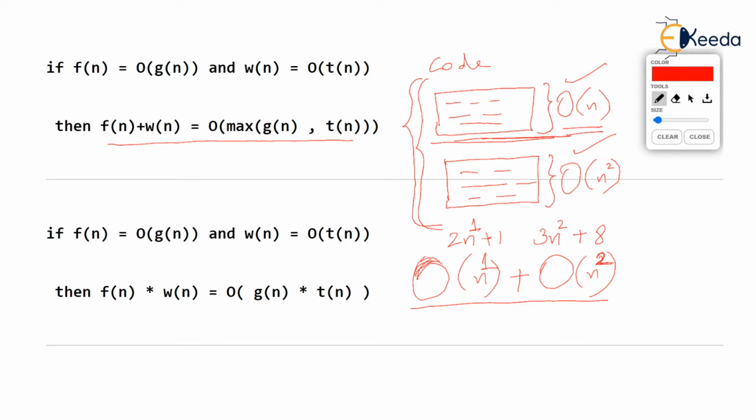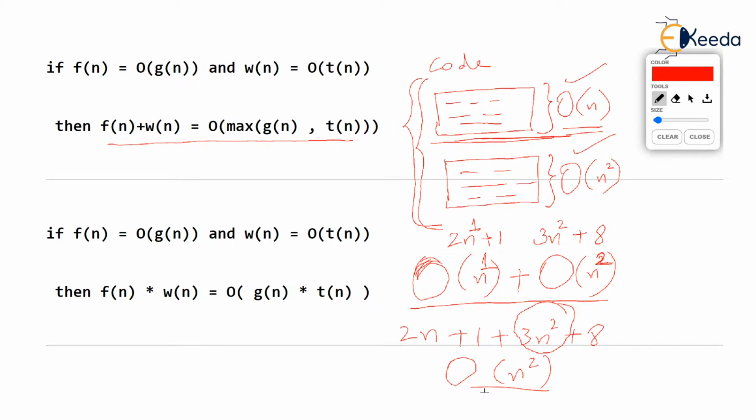But you tell me, if you add up all this, aren't you going to get 2n plus 1 plus 3n square plus 8? Yes, it is nothing but the addition of the time complexities of both the codes. Basically, the highest term in this polynomial is 3n square, isn't it? So you will discard all the constants and multiples and you will write O of n square.